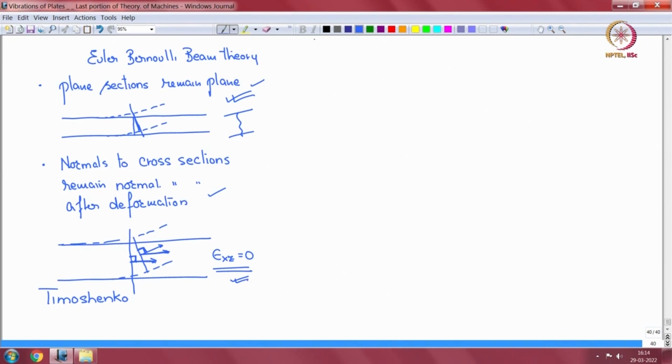That's one assumption. The other in Euler Bernoulli is that rotational inertia is ignored. Rotational inertia is ignored. Okay. So you see all the assumptions that are coming in.